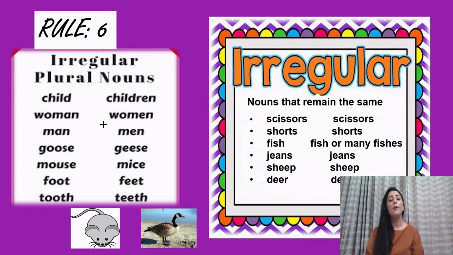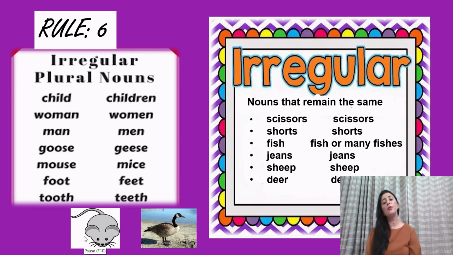Man becomes men. Goose becomes geese. Mouse becomes mice. Foot becomes feet. Tooth is a singular noun. So tooth becomes teeth. Teeth is a plural noun.